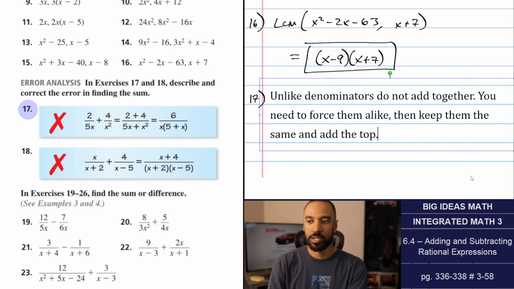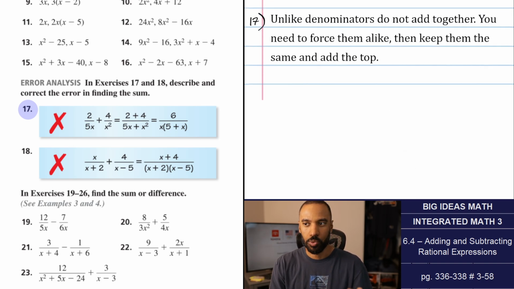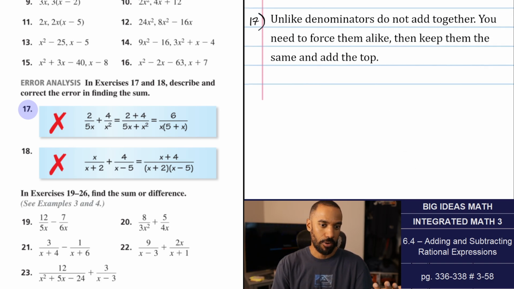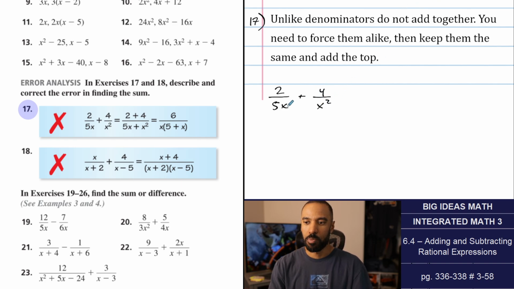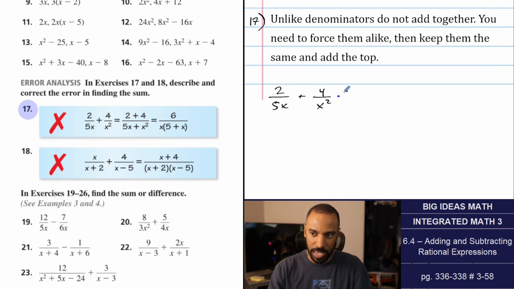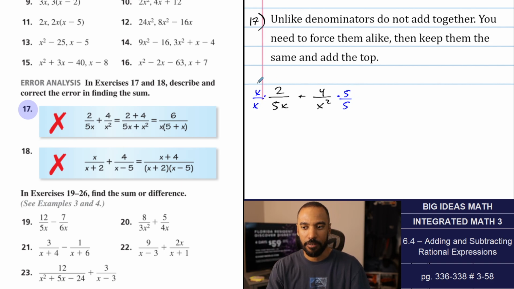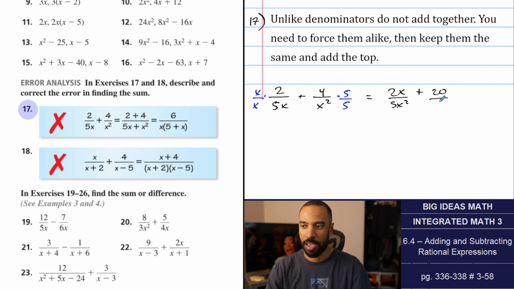It's interesting that these questions are coming before the actual questions where we have to do common denominators, because this is now a question where we have to do common denominators, literally. So this is part of our practice. Here we go. We find what's missing. This is missing an extra 5. This is missing an extra x. Together, they make 5x squared on bottom. X times 5x is 5x squared. X squared times 5 is 5x squared. On top, we get 2x plus 4 times 5, 20, and they both are divided by 5x squared.